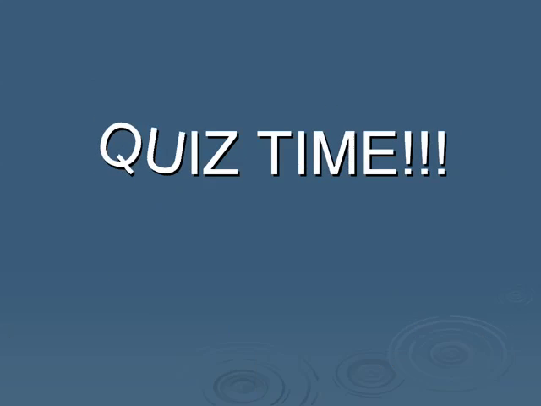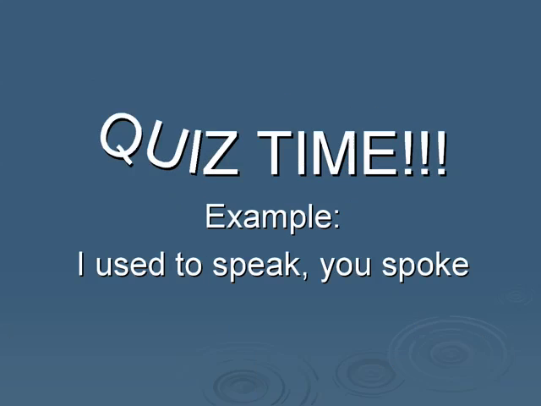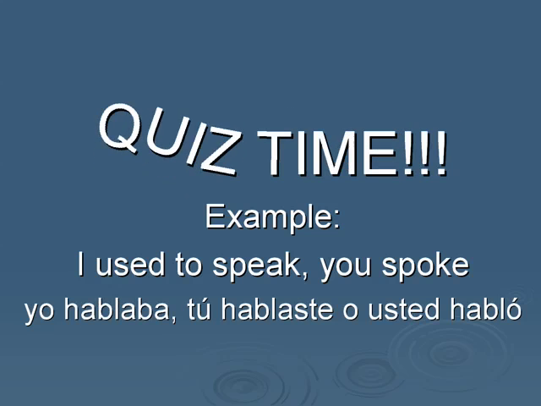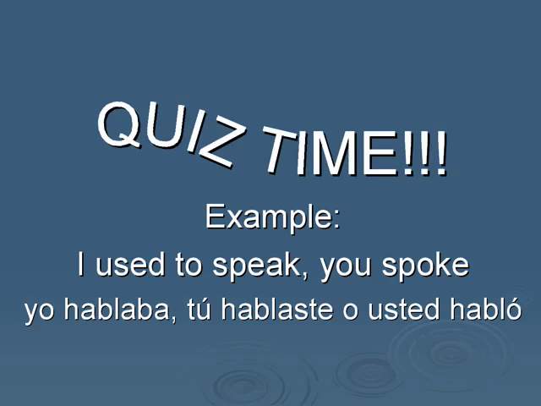So we're going to go over the quiz of 5 verbs that we're going to conjugate. An example would be I would ask: I used to speak, and you spoke. I'll give you some time, and then you will say yo hablaba, tú hablaste, o usted habló. There are going to be 2 answers for all the you questions. I want you to practice the formal and the familiar. Let's get started.